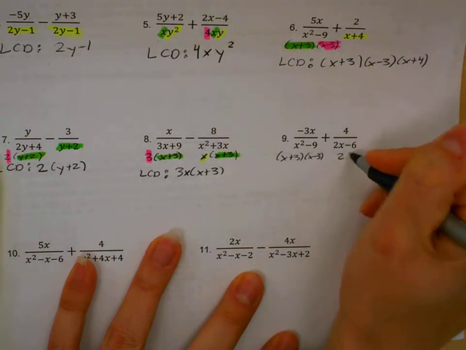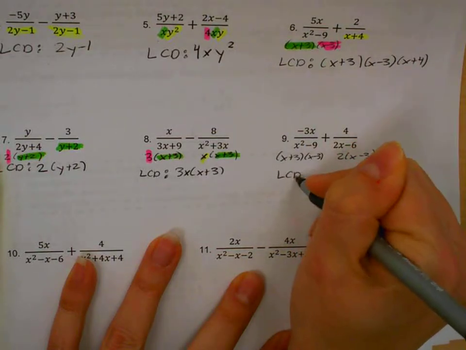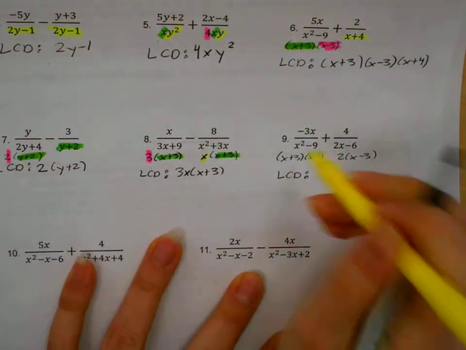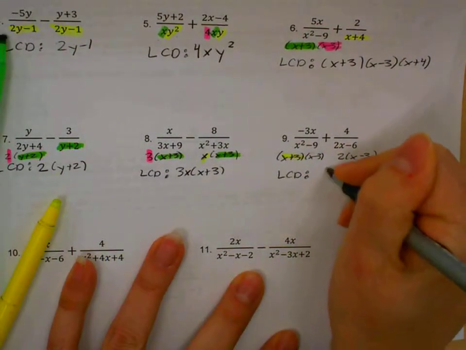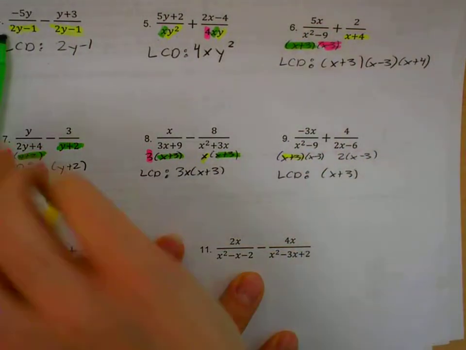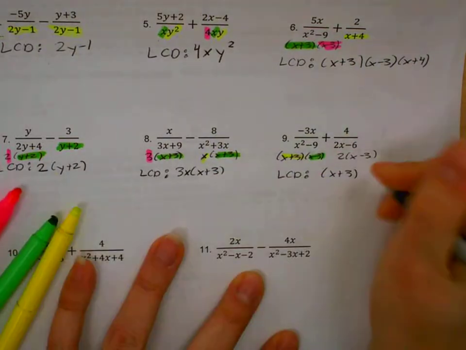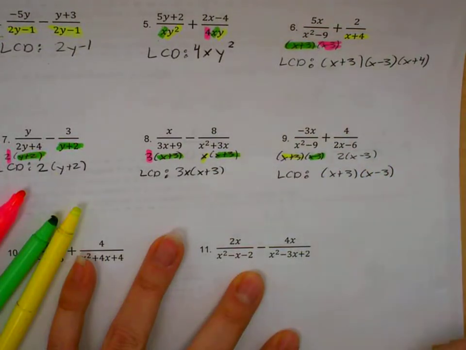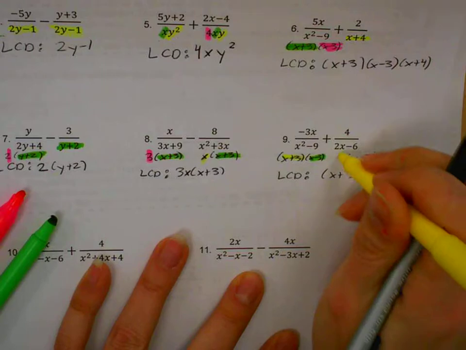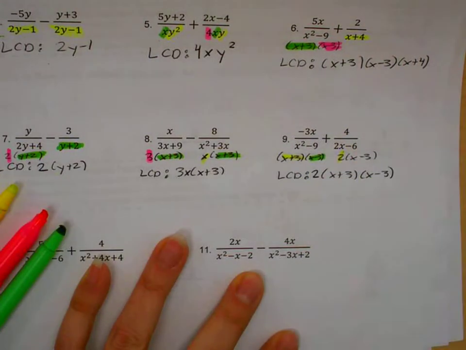And over here I can pull out a 2 for GCF. All right, so let's look at our least common denominator here. X plus 3. Definitely needs to be part of it. Let's look at our next thing, x minus 3. Yep, that's different, needs to be part of it. Let's look over here, 2. Yep, needs to be part of it.